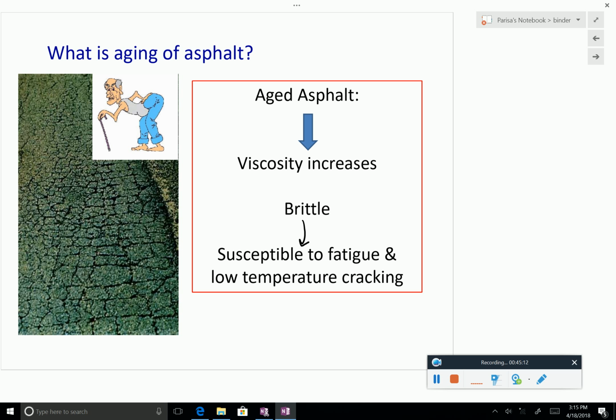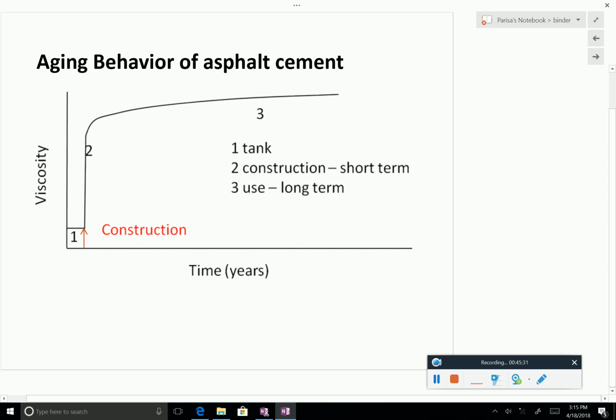So this has to be taken into account, and there are tests which test the aging of asphalt. So when we talk about aging, this is what it is. It's not about just the age, like if it is older, like the guy you see here. And if we want to make it more formal, this is how it looks.